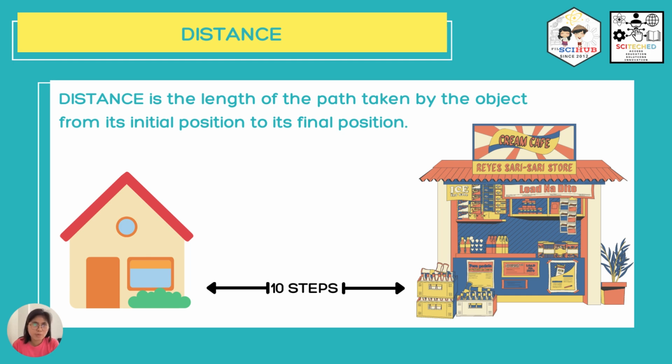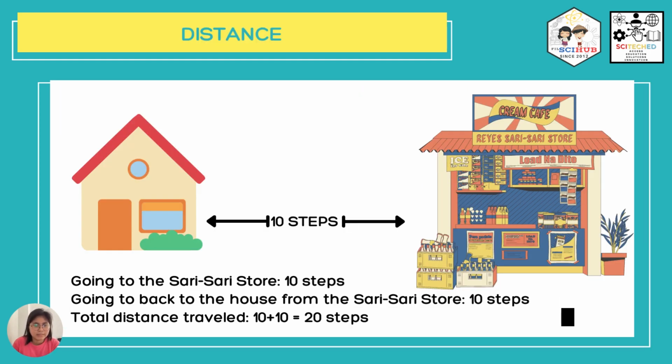Additionally, when you, for example, already have bought what you need to buy from the store and you have to go back to your house, then we have to take note that going to the sari-sari store, that is 10 steps already, but going back to your house, that is another 10 steps. So when we want to figure out your total distance traveled, that is 10 plus 10 equals 20 steps. Okay.